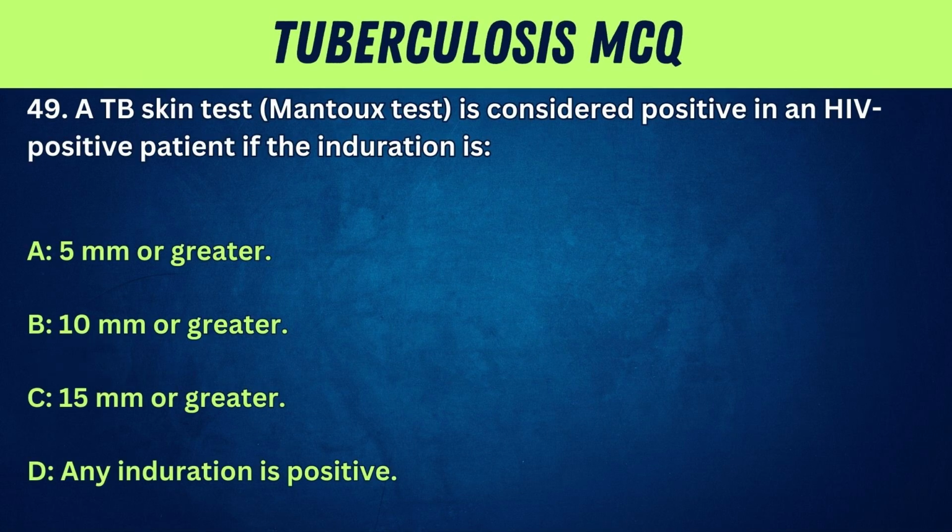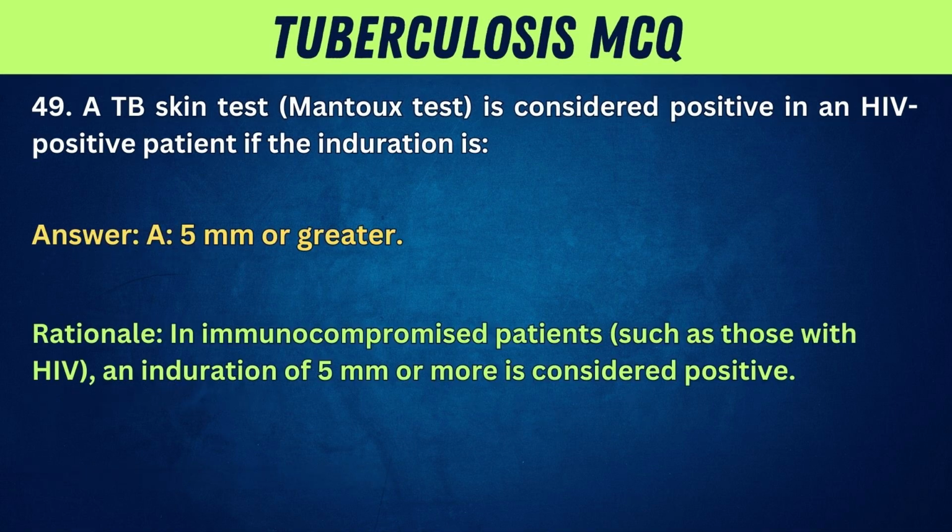49. A TB skin test, Mantoux test, is considered positive in an HIV-positive patient if the induration is A. 5 mm or greater. B. 10 mm or greater. C. 15 mm or greater. D. Any induration is positive. Answer: A. 5 mm or greater. Rationale: In immunocompromised patients, such as those with HIV, an induration of 5 millimeters or more is considered positive.